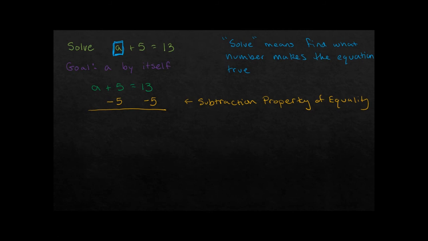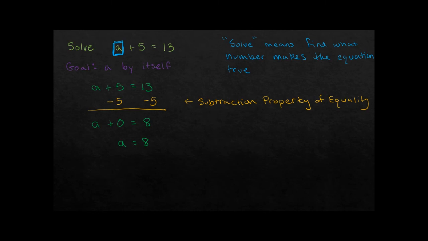Because we always work vertically, math always goes from top to bottom. 5 minus 5 is 0. And then 13 minus 5 is 8. So now I have A plus 0 equals 8. Adding 0 doesn't do anything. Once you have 0, it's basically meaningless. So I can just ignore that and rewrite this as A equals 8.